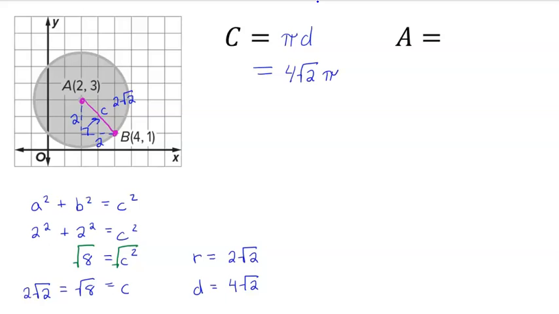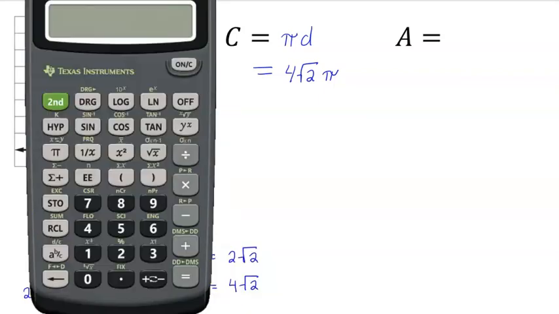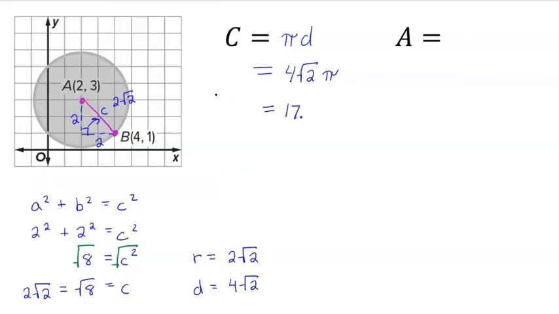And then I could leave my answer like this in terms of pi, or I could put this into my calculator. If I put this in my calculator, I have 4 times the square root of 2, equals, times pi, equals, and I get 17.77. And if I needed to round this, I could do 17.8, and then there are no units on here, so I'm just going to put units. And then for area, same thing.